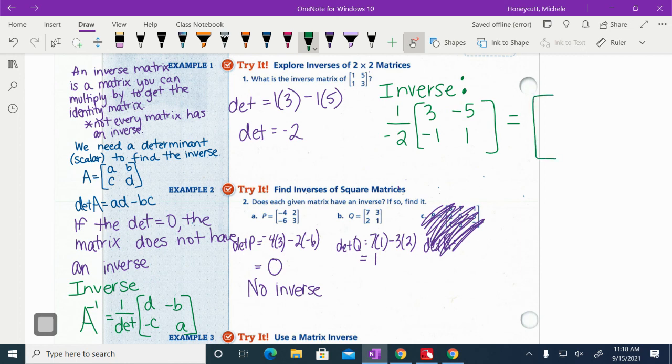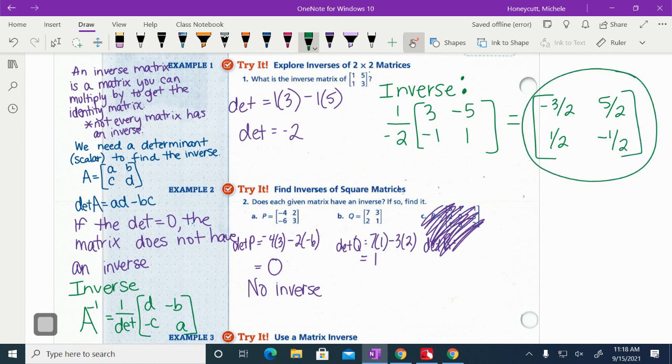So the inverse matrix: negative 1/2 times 3 is negative 3/2. Negative 1/2 times negative 5 would be positive 5/2. Negative 1/2 times negative 1 is positive 1/2. Negative 1/2 times 1 is negative 1/2. This is the inverse.